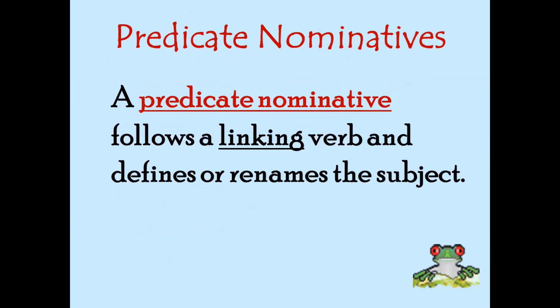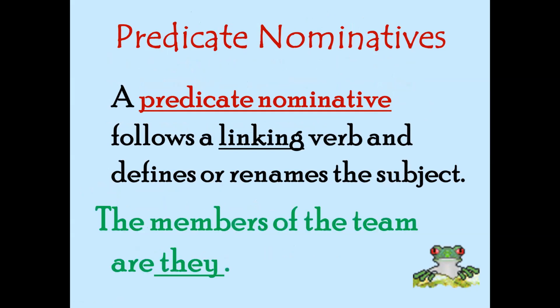Let's check the other case I'm using the nominative case in. I'm using the nominative case if it's a predicate nominative. What does a predicate nominative mean? It's the pronoun or the noun that follows a linking verb and defines or renames the subject. Like the example that I have here: The members of the team are they. So they here renames the members or defines who the members are, and are is the linking verb that links members and they.